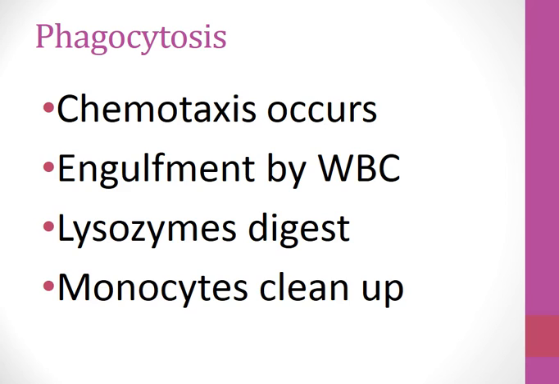Okay, in phagocytosis, the first thing that happens is chemotaxis. And chemotaxis is when chemicals are produced that cause the white cells to come in. So chemicals are produced that make the granulocytes and the monocytes go to wherever the antigen is or the damage is. And then the white cell will eat the antigen.